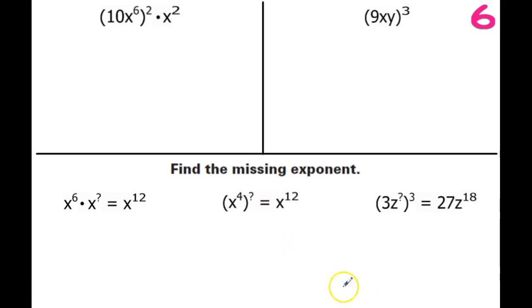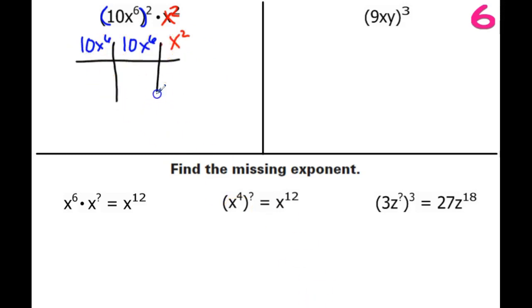All right, last slide. First, whatever's in parentheses, we're going to write it 2 times: 10x to the power of 6, 10x to the power of 6. This we just have 1 time: x to the power of 2. So we're going to count up how many we have of each thing. We have a 10 and 6 x's, a 10 and 6 x's, and here we just have 2 x's.